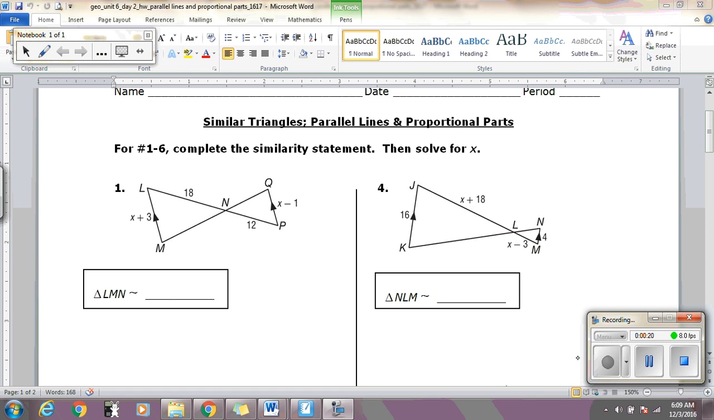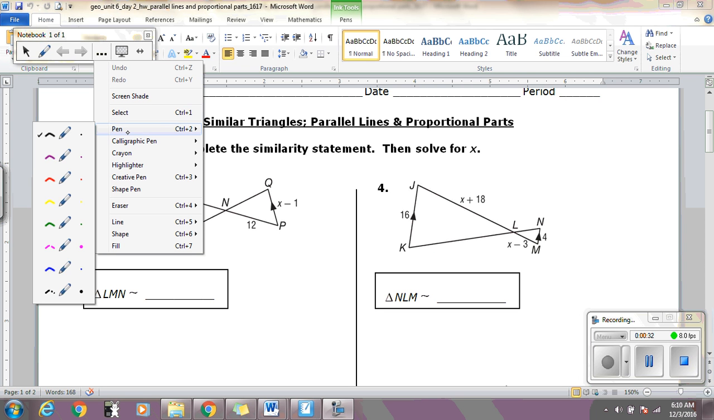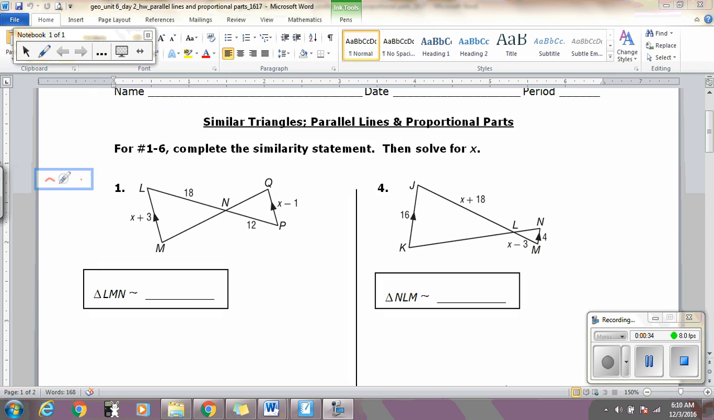On the first 1 through 6 problems, it wants us to complete the similarity statement and then solve for x. So to write the similarity statement, you need to know which angles are congruent. So that's what we'll do first, mark up congruent angles. So on number 1, I see that there's a set of bow tie or vertical angles right here at N. So let's mark those.